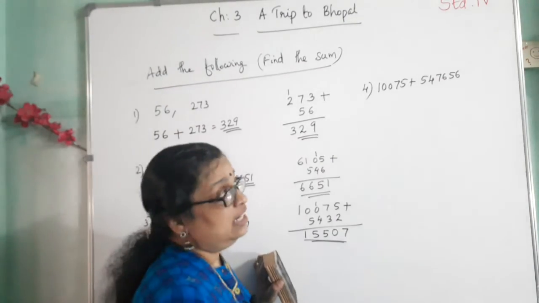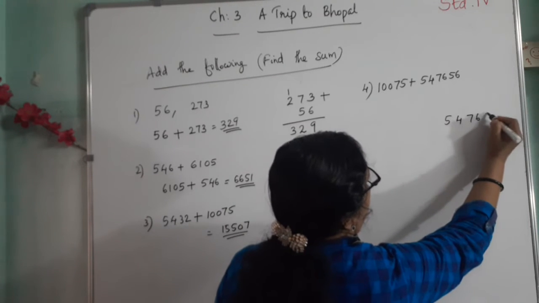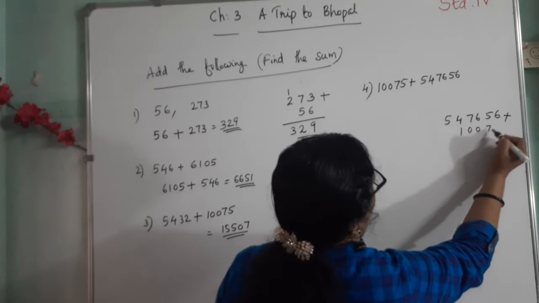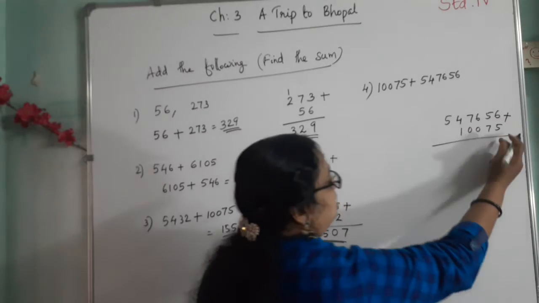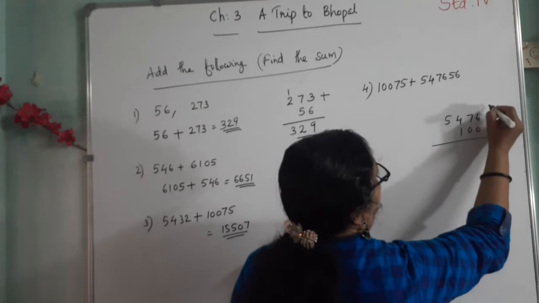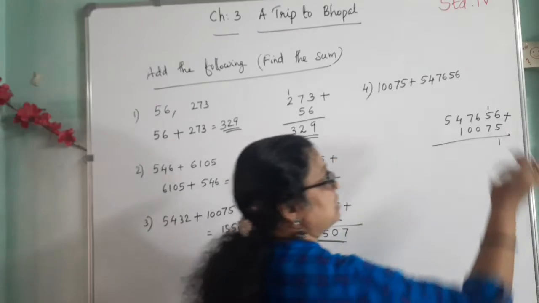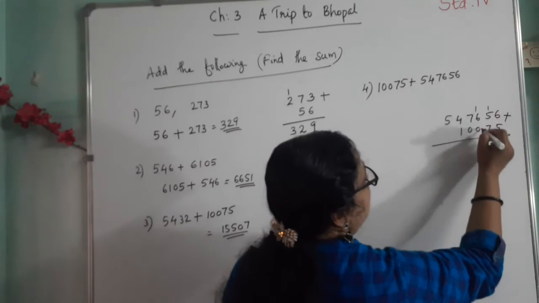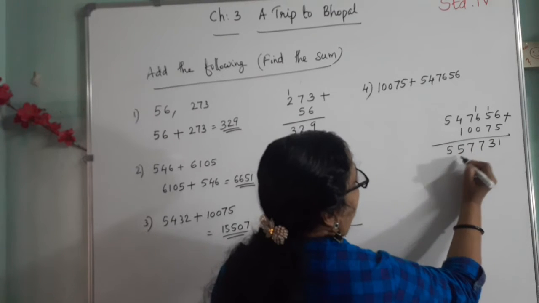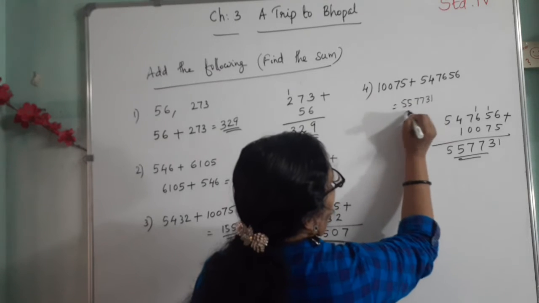Then fourth question, a 5 digit number plus a 6 digit number. This year we already studied about 6 digit numbers. So first we write the 6 digit number, 100075 plus 45656. Then 6 plus 5, 6 after 7, 8, 9, 10, 11. 1 here, 1 carrying. 7 plus 5, 7 after 8, 9, 10, 11, 12. Plus 1, 13. 1 here. 6 plus 1, 7. Then 4 plus 1, 5. So here the answer is 145731.